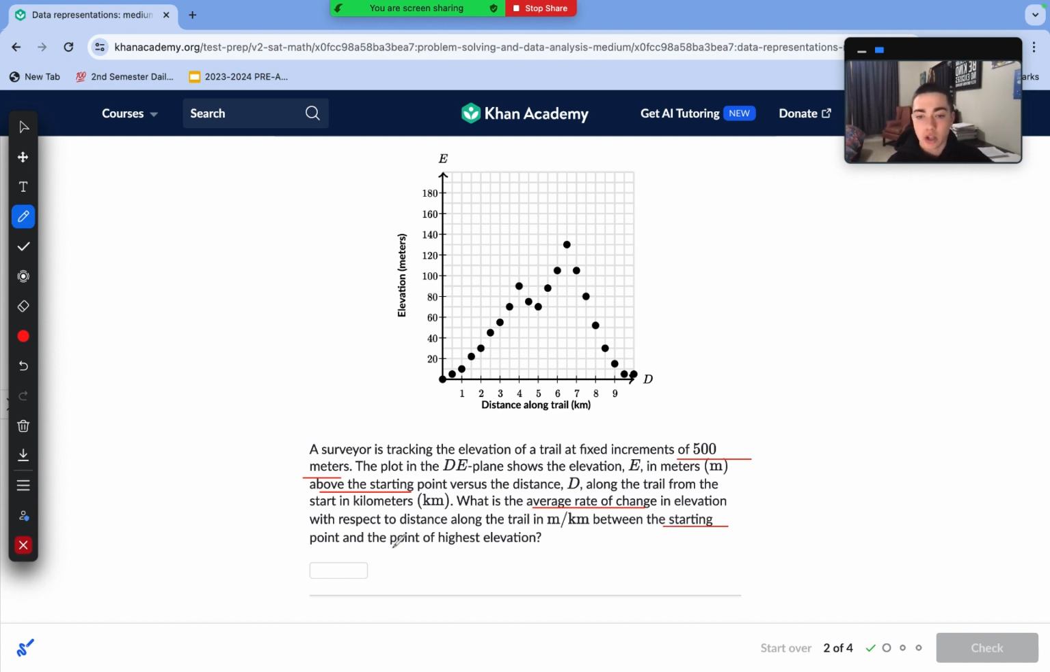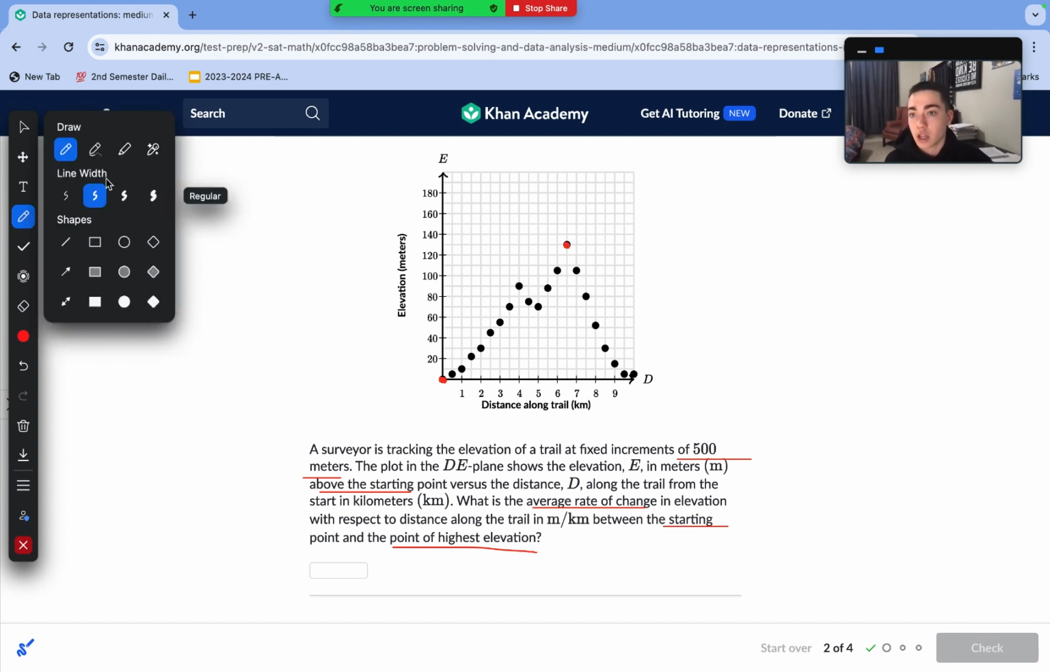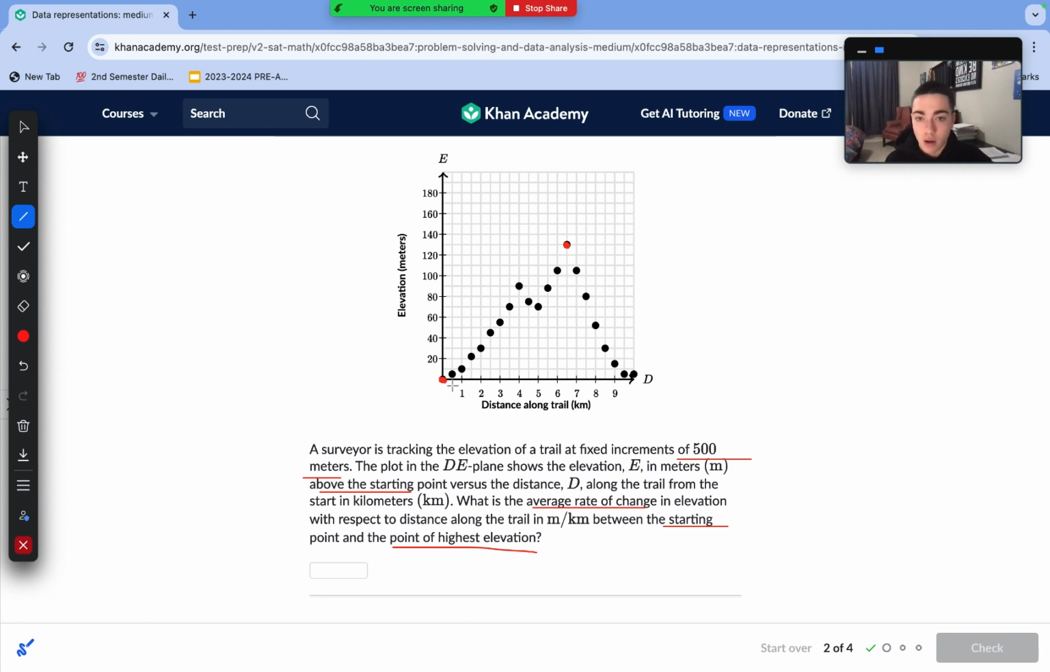Average rate of change is just a slope between these 2 points. Don't worry about trying to find the slope of this graph here. We only need to find the slope between the starting point and the highest point of elevation. So we're going to highlight both of those coordinate pairs, then draw a line between them and find the slope of this line.